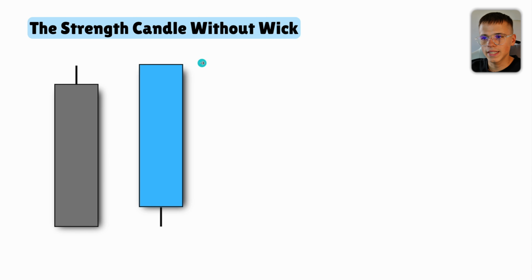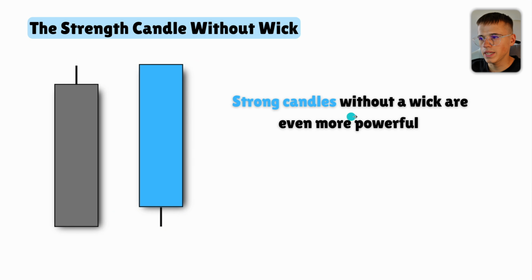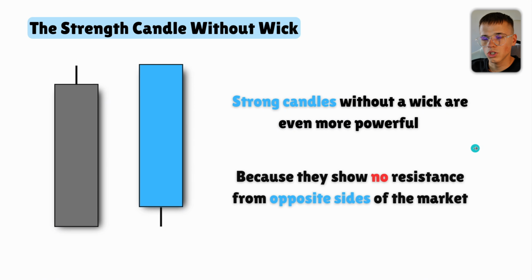And there is also this example of the strong candlesticks in the market, which is basically a strong candle without a wick. And what does this mean? This means that the market was so powerful that it didn't even reject a little bit. It literally closed at the very top of the move. So they are strong because they show no resistance from the opposite side of the market. In this example, no buyer stepped into the market, and in this example, no seller stepped into the market.